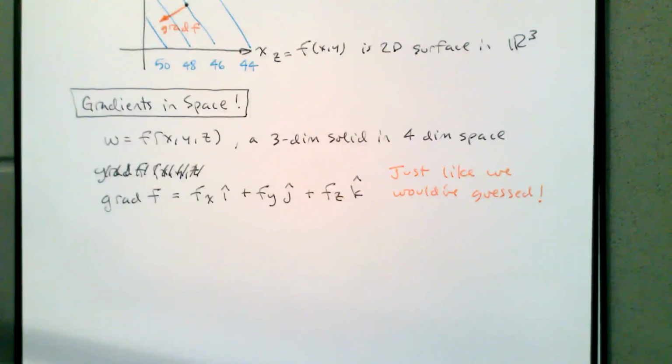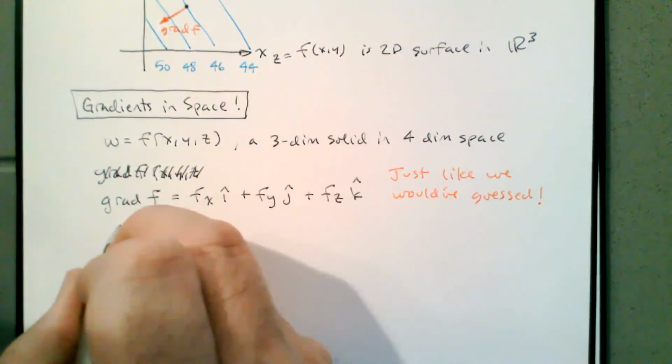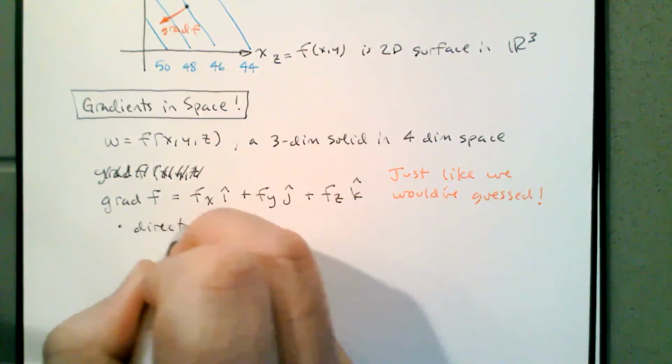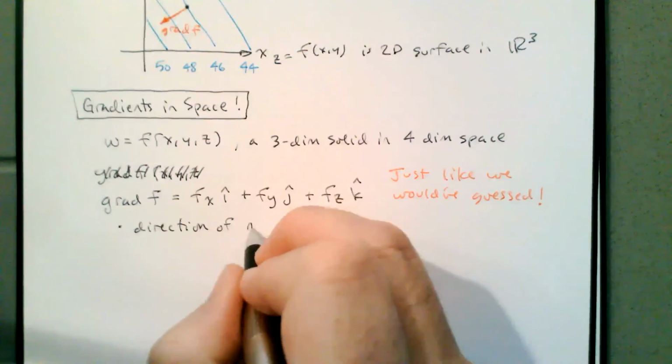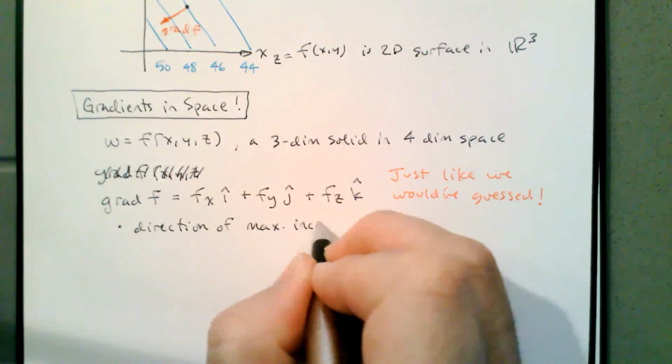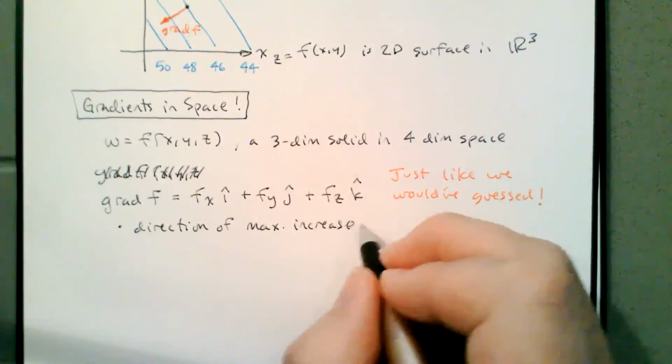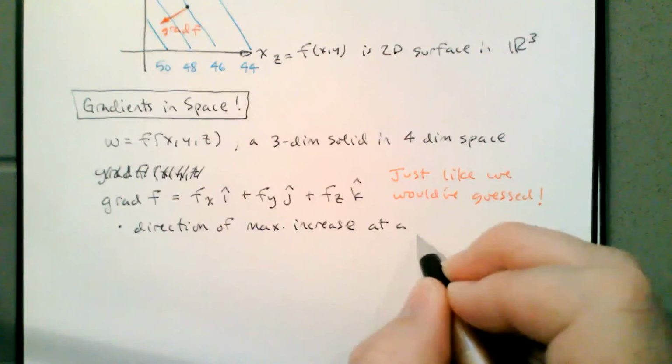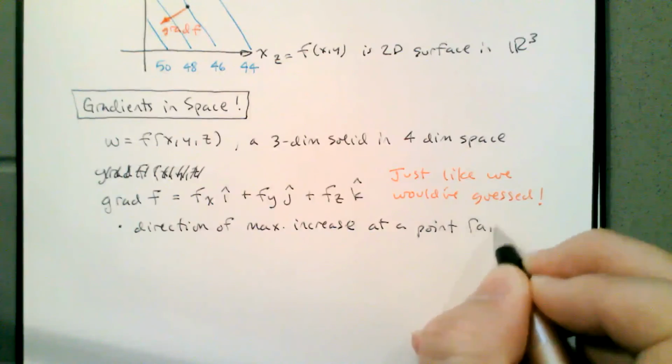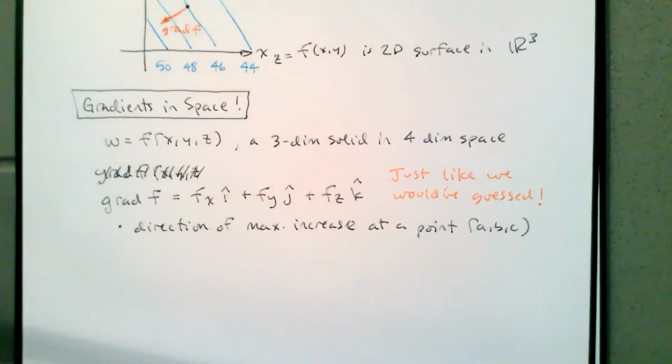What things do we know about this? The gradient of f is going to be the direction of maximum increase. The gradient is still going to tell us the direction of maximum increase. Just like the gradient in the plane, the gradient should tell us the direction of the maximum increase. Otherwise, we shouldn't be calling this the gradient. We should call it something else.